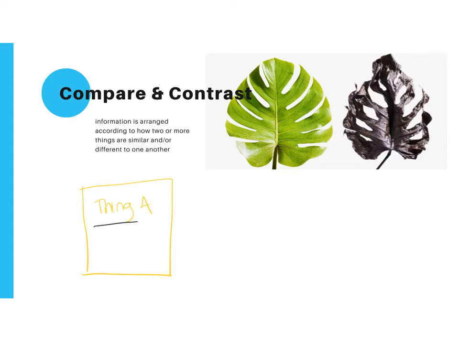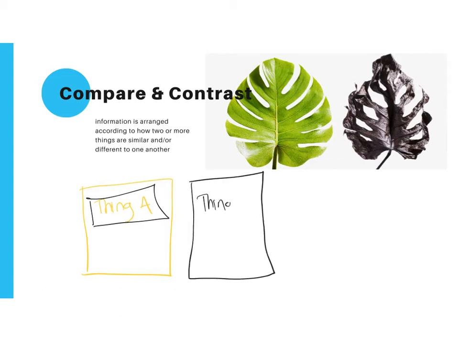So everything you know about this first thing, you write about it. It might be one paragraph, it might be more than one paragraph, but you're describing thing A fully. You then go on to describe thing B fully, right? So everything you know about thing B, you put in another section of the essay.